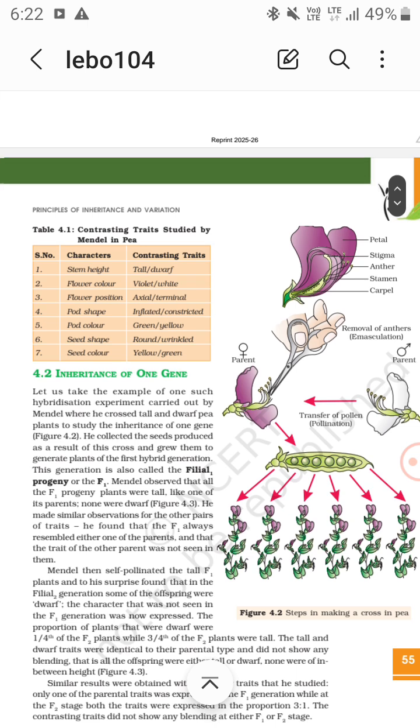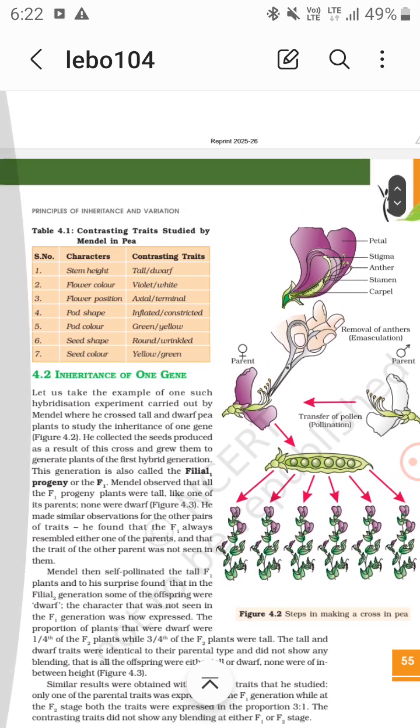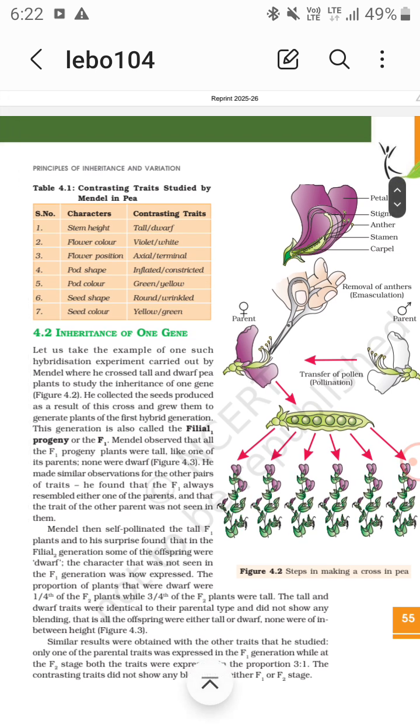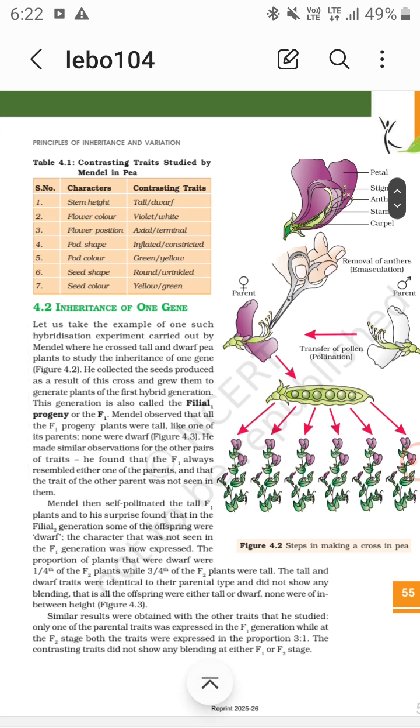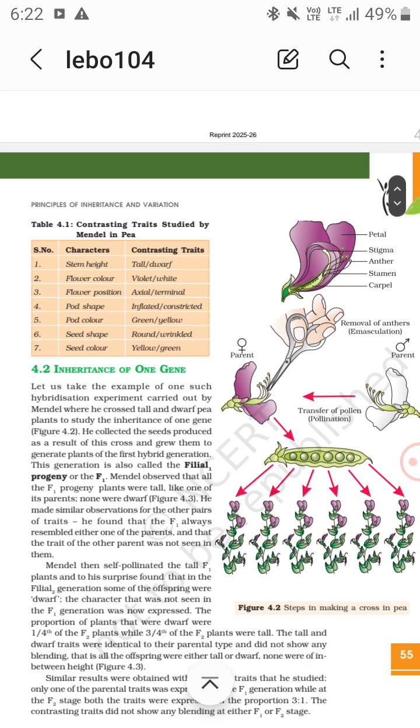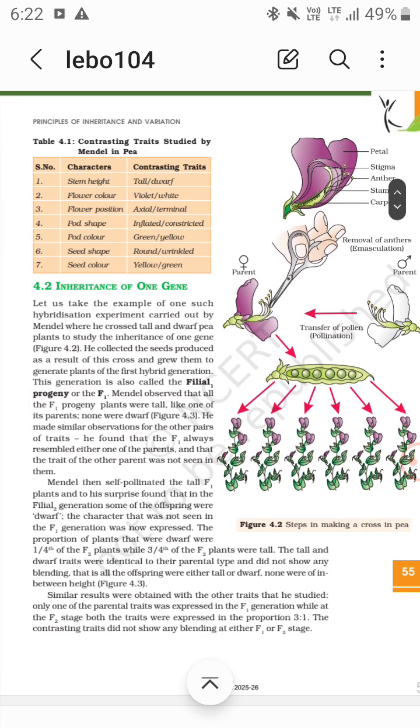So the contrasting traits studied by Mendel in pea characters: stem, that is tall or dwarf; then flower color, that is violet and white, right? Flower position, that is axial and terminal. So axial is the dominant. Then pod shape, that is inflated, that is full, and constricted. Pod color, that is green and yellow. Seed shape, that is round and wrinkled, and seed color, that is yellow and green, right? So these are the contrasting states studied by Mendel in pea.